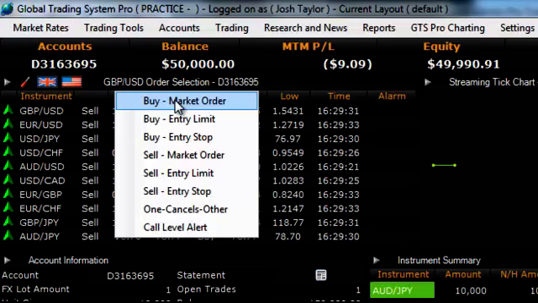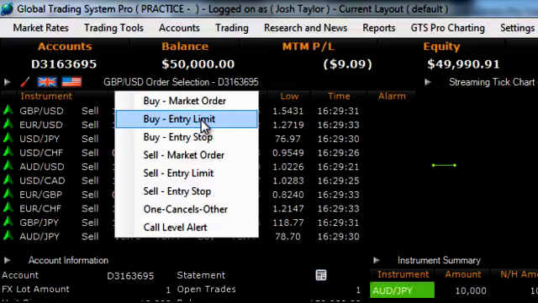Buy entry limit is what we are going to use most of the time. Buy entry, sell entry. Entry limits are what we do. We don't do market orders. Market orders mean you have to be in front of the charts 24/7. You're sitting here, you find a good trade, boom, you click the button, you're in. We don't do those. And we don't really do stop orders.